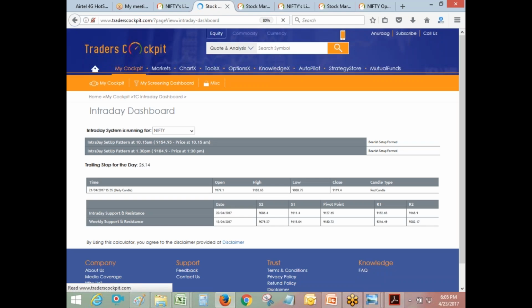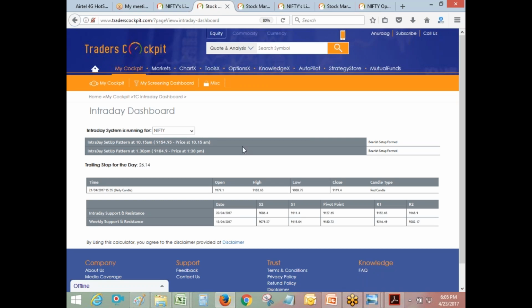It is based on intraday. So it scans the market 2 times in a day. It is very disciplined. It has 2 fixed times in a day: 10:15 and 1:30. So at 10:15 it comes into the market. What does it say? Bearish setup forms. So that means there is a setup to go short.